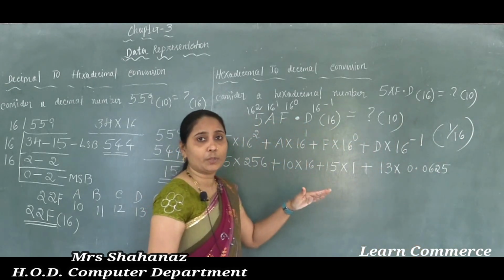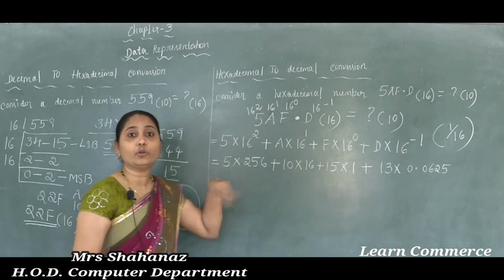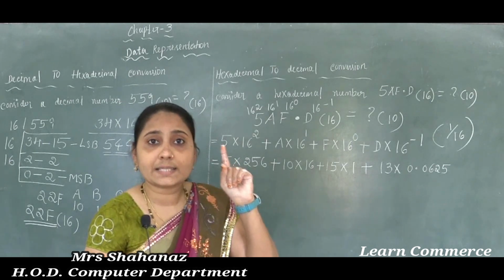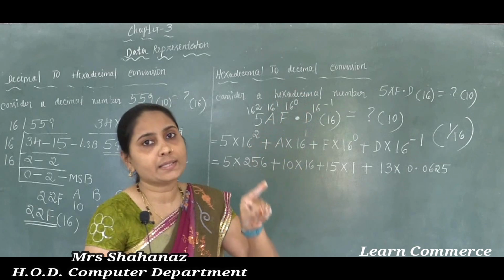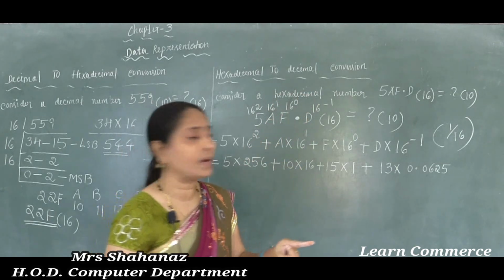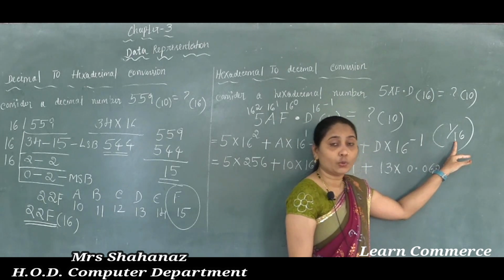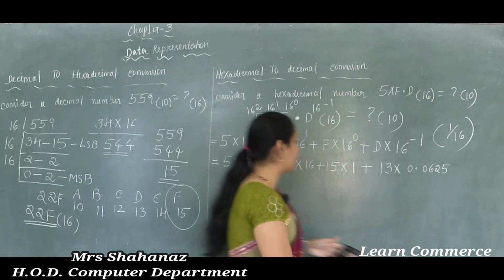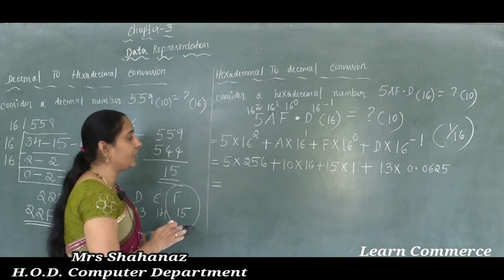16 to the power of minus 2 means 1 by 256, since we multiply 16 two times. So clear this one? 16 to the power of minus 1 is 1 by 16. Second, 16 to the power of minus 2 means after multiplying 16 two times, 1 by 256. And next, now you have to make the calculation.